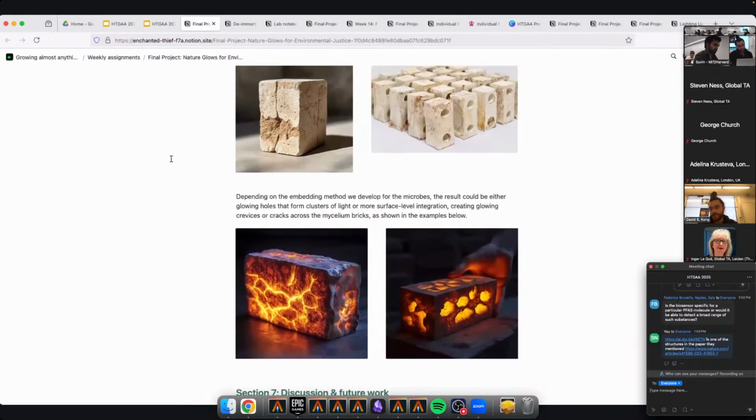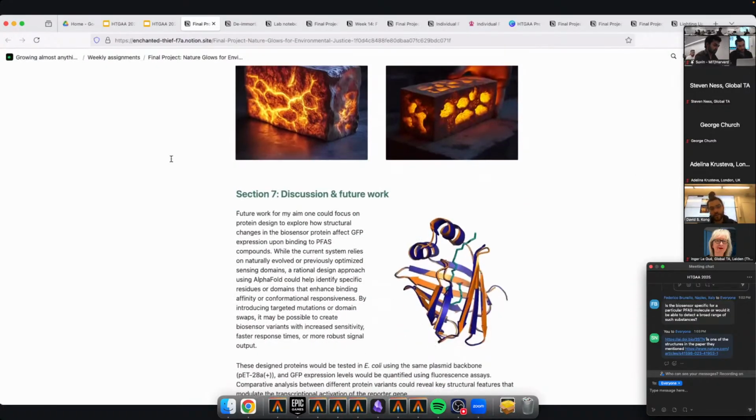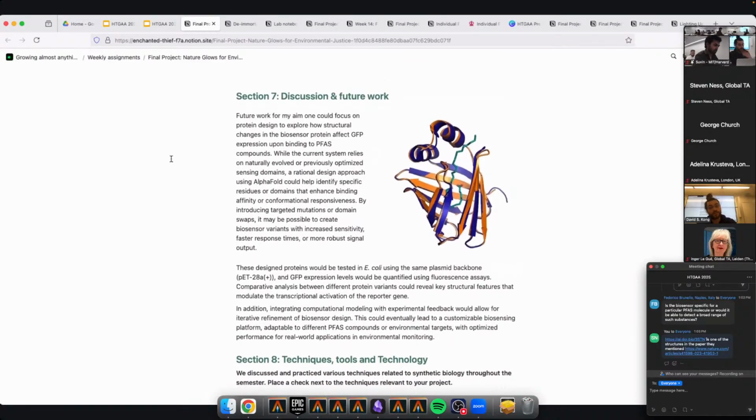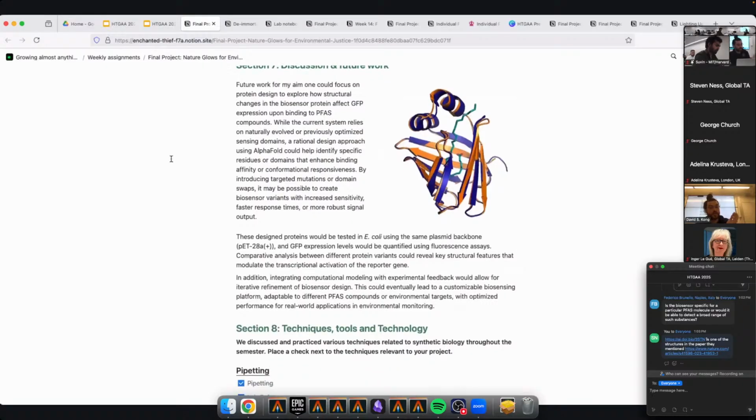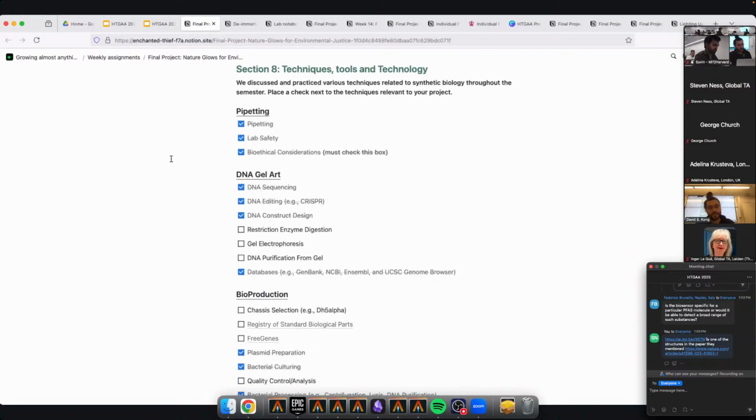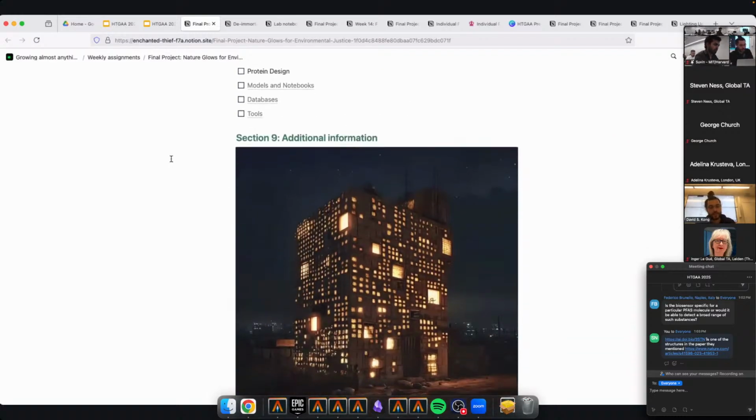These are some visuals that I created, the way that I would like to have it. Some future work is that, based on the folding of the protein, we could have different ways of fluorescent expression. And that's all. That's the tool I used.